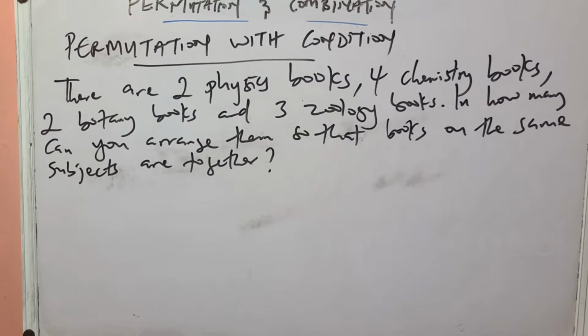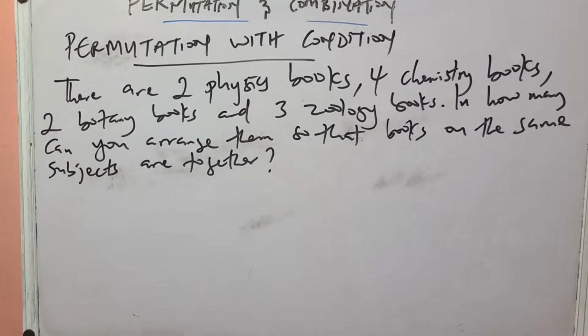In how many ways? You look at it, you know why we call it permutation with condition? That means we are now given a condition that must be fulfilled. So this is not the case where you're just permitted to do anything. Everything we have been doing, you were permitted to do anything you want to do. You were just arranging anyhow.